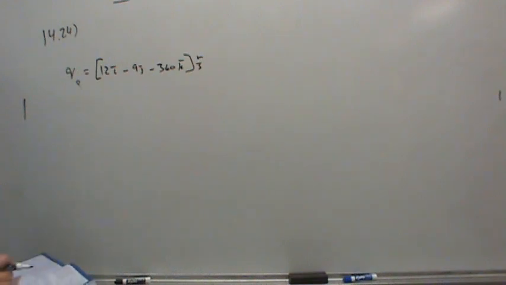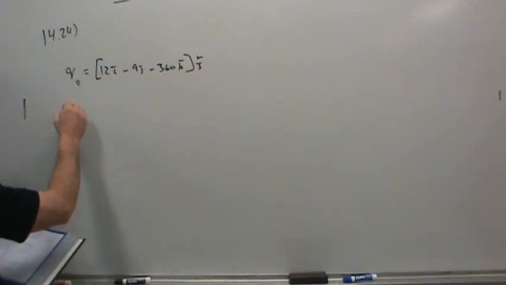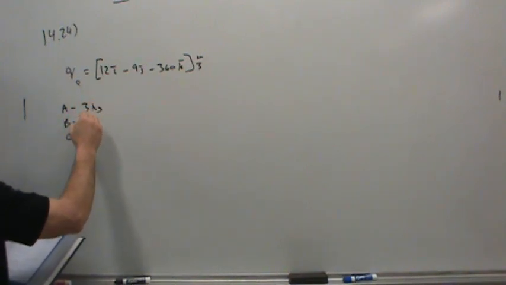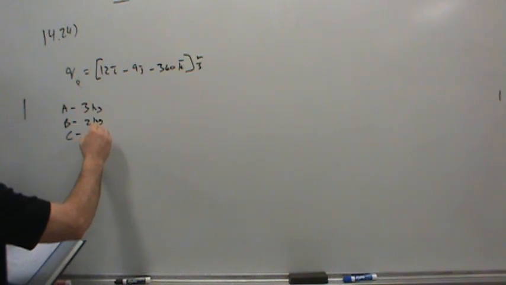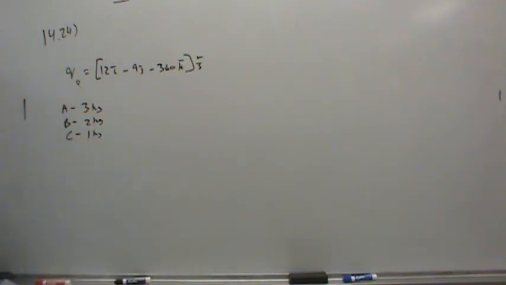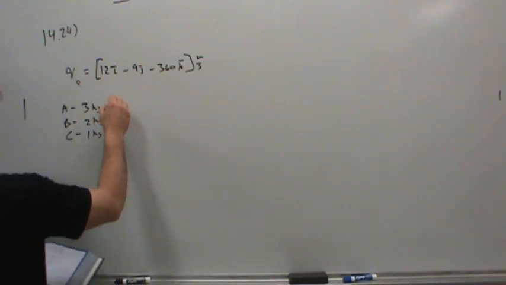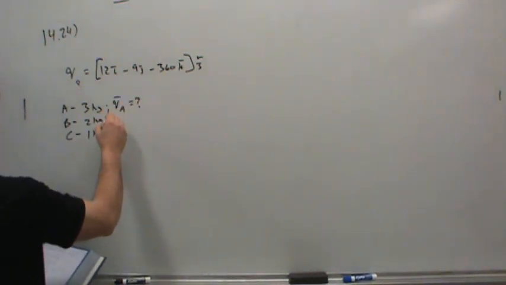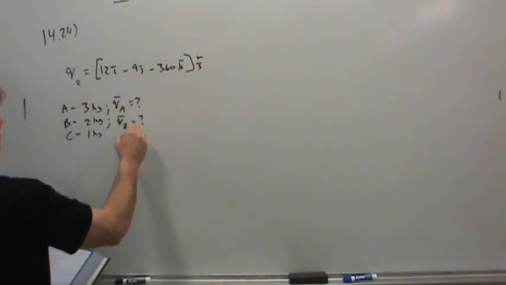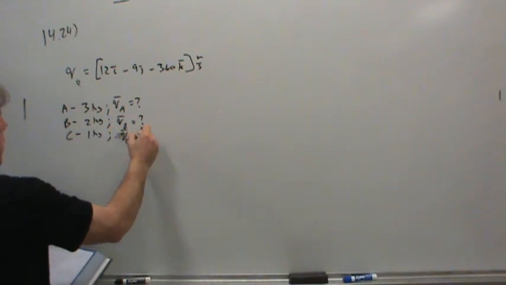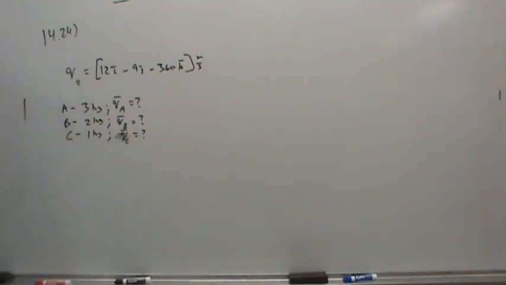So the fragments A, B, and C are, I think, 3, 2, 1. Yeah, 3 kilograms, 2 kilograms, and 1 kilogram. So we're supposed to determine the speed of each fragment immediately after the explosion. Okay. So A has a velocity vector, B, and VC. All right, so what do you think we should do?